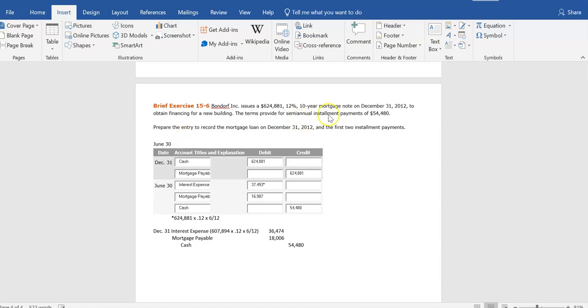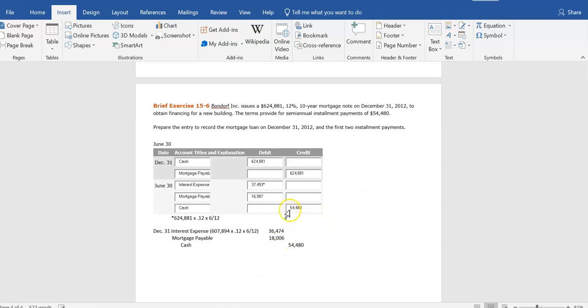Then in 6 months, when they make their first semi-annual installment payment, they will be crediting cash for the amount of the agreed upon payment, $54,480. So credit cash for $54,480. We need to figure out how much of that payment is going to help reduce the liability, the mortgage payable, and how much of that payment will be recorded as interest expense. Just like with us, when we make house payments, our mortgage payment is paying off not only the mortgage liability itself, the debt, but we're also making interest payments.